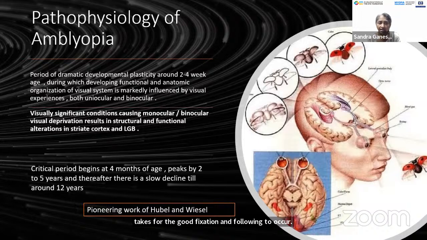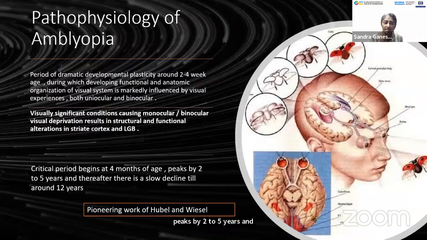So if there is any condition which causes monocular or binocular vision deprivation at this point of time, that results in very dense amblyopia, and we can also see structural and functional alterations in the striate cortex and the lateral geniculate body. So this critical period begins soon after birth, peaks by 2 to 5 years, and thereafter there is a slow decline till around 12 years.